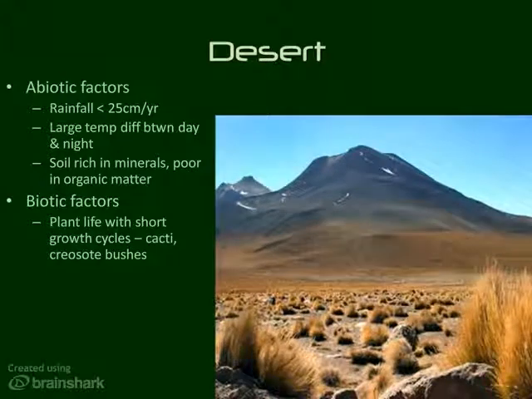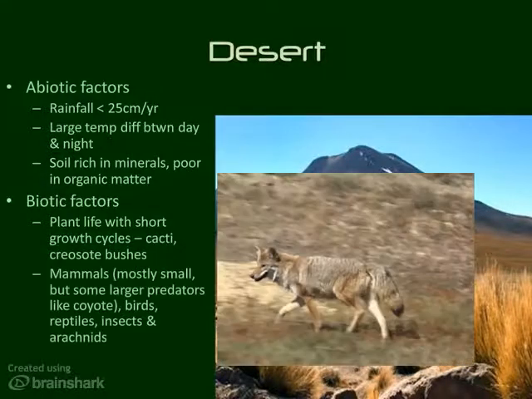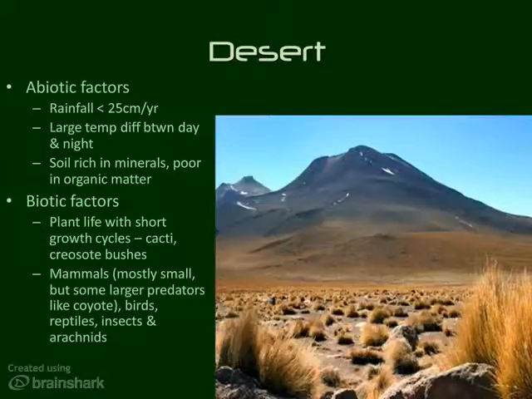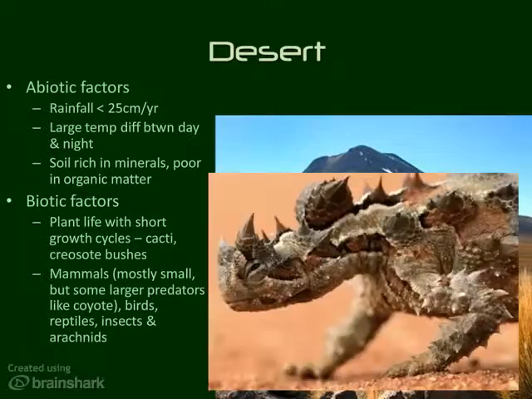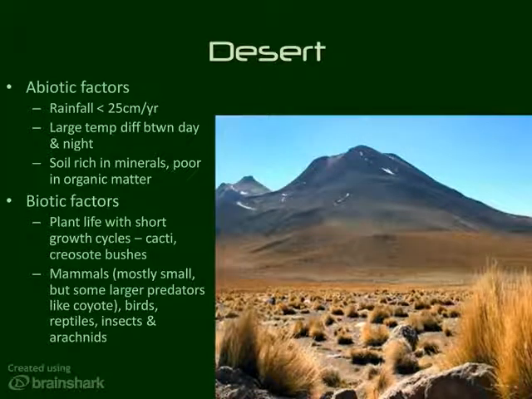Mammals are usually very small, but there are some large predators like coyote. The deserts find birds, like the roadrunner, reptiles, like this horny toad or horny lizard, insects, and arachnids, like the scorpion and tarantulas. Most of them tend to be nocturnal as well. Think about why that is. When are the temperatures cooler?